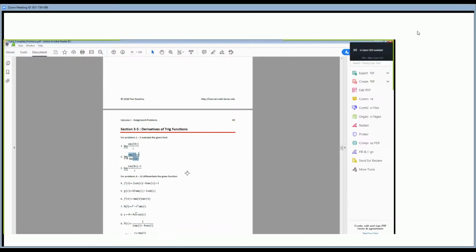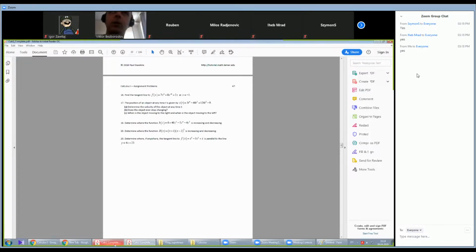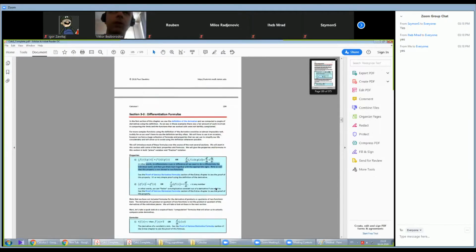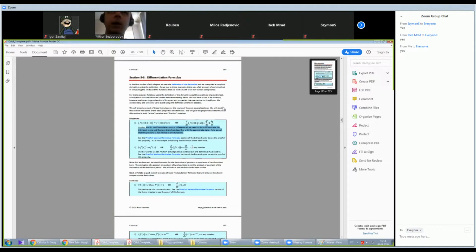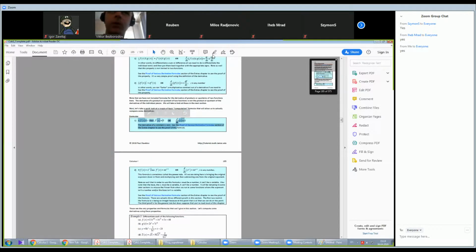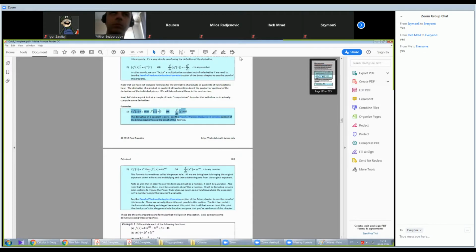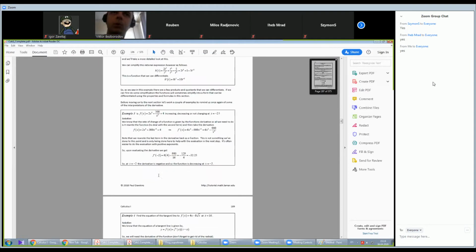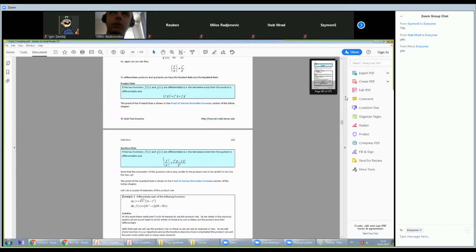So let's start with the repetition. We discussed last time the derivatives, right? We discussed how to take them and different rules. Those were the basic rules, for example for the power function, for a polynomial, and so on.